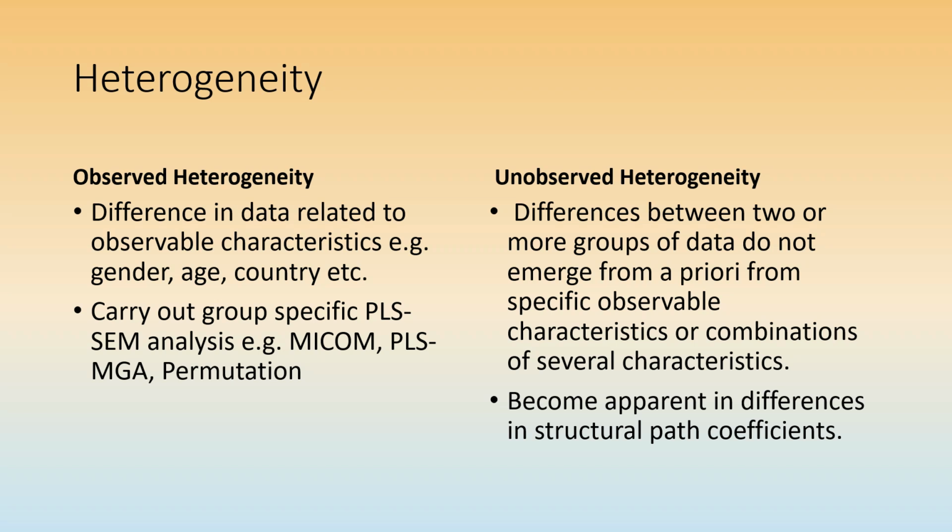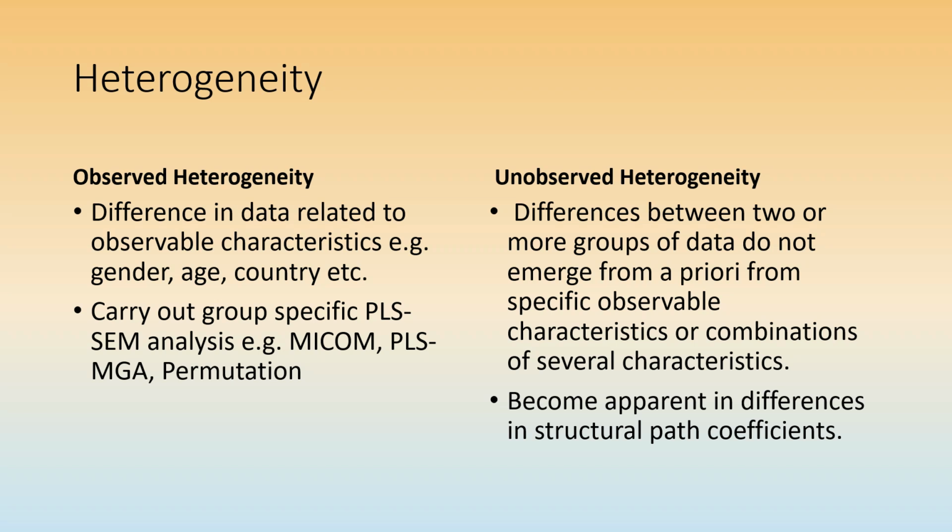Researchers can use these observable characteristics to partition the data into separate group observations and carry out group-specific PLS SEM analysis, such as MICOM for the measurement model, and PLS MGA and permutation to find out if there are differences in groups with regard to some path coefficient. This we have already discussed in our previous lecture related to moderation.